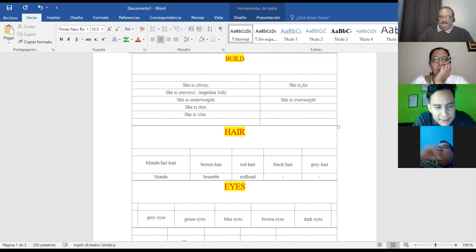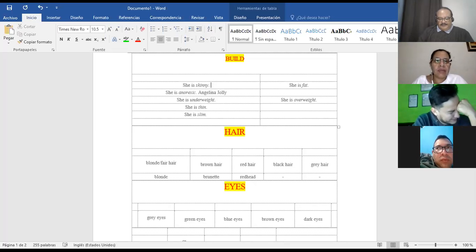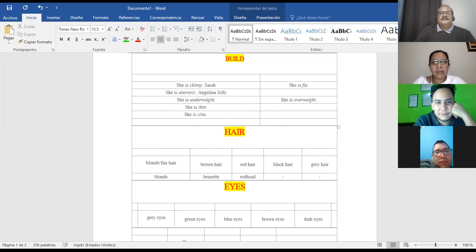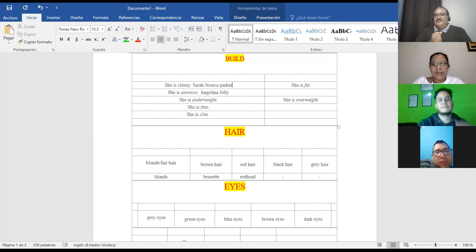She's the actress from Sex and the City, I don't remember the name. Let me see. Sarah Jessica Parker. Yes, okay. Then let's Google it. Jessica. Okay. You see, now you are thinking about appearances and then you have an image of that person. When you see the word skinny, you think of her more or less, right? Probably it's not exactly right, but that gives you an idea.